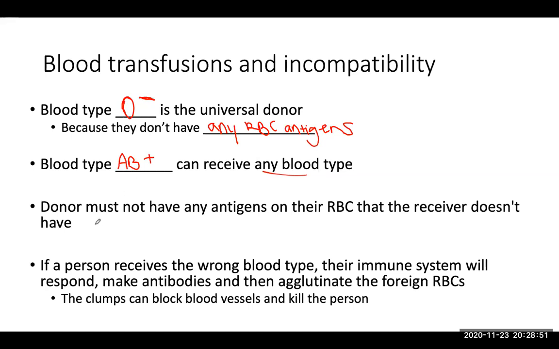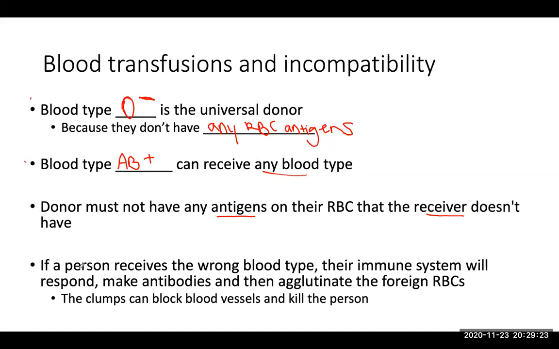All right. So the idea here is that donors must not have an antigen that the receiver doesn't have, right? So the receiver has to have the antigen that you're giving them from the donor. Okay. So you could go through and make a list of all the different who can receive what blood types. But really, if you really understand these two principles right here, you should be able to solve any problem that you're asked.